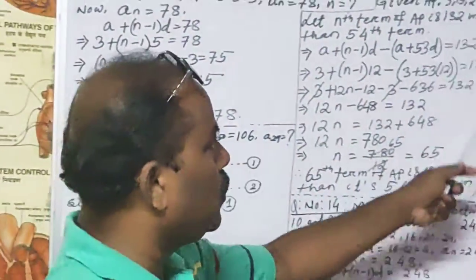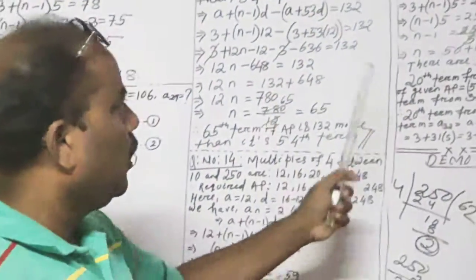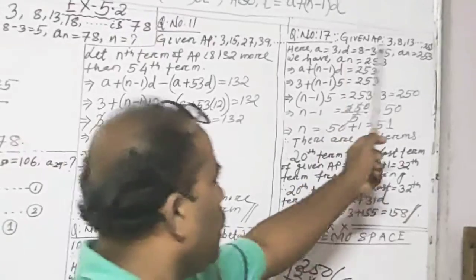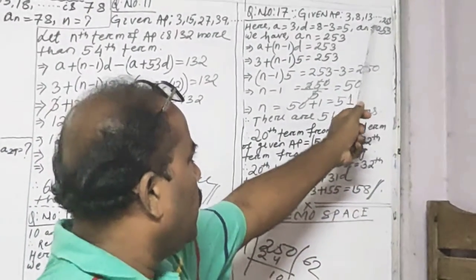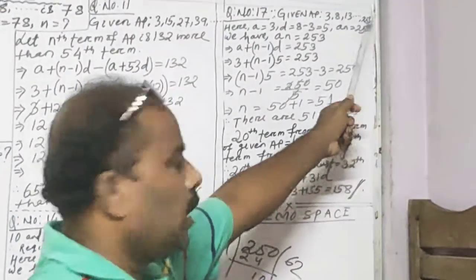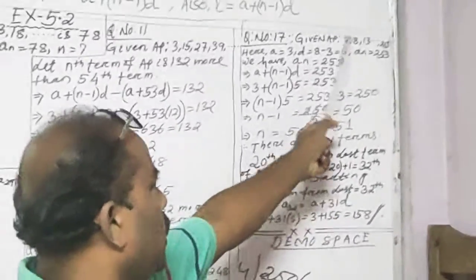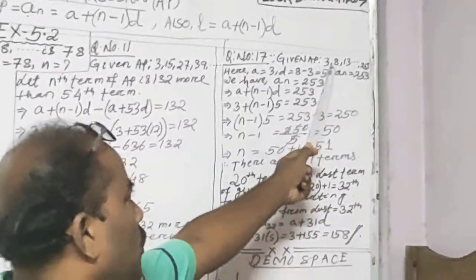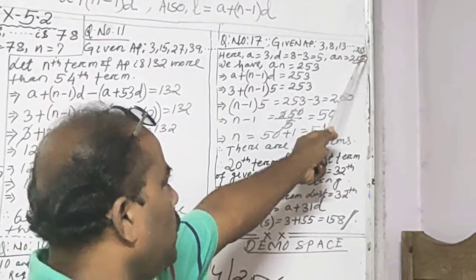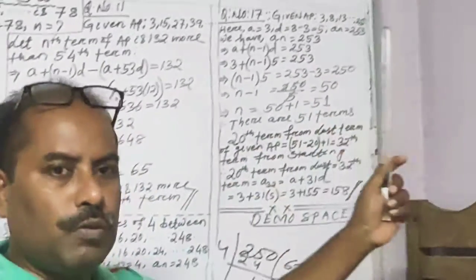The type of this question is a little different from the others. Here, what is given? The AP is given: 3, 8, 13, dot dot dot, 263. So from here we can understand a is equal to 3, d is equal to 8 minus 3, which is equal to 5, and the last term is equal to 263.